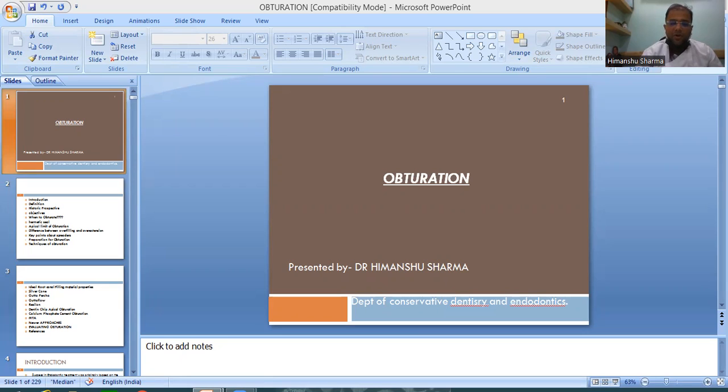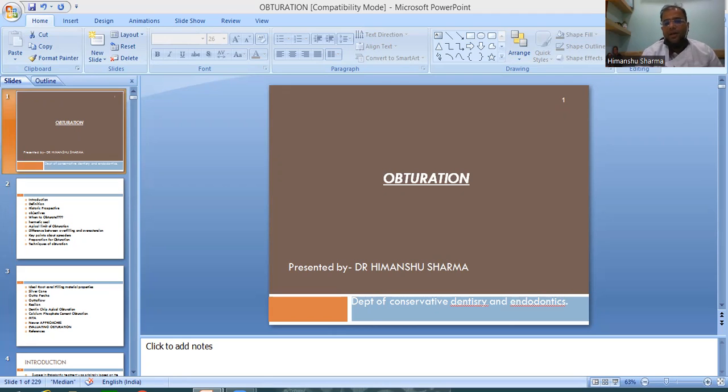Coming to the warm vertical condensation technique. Schilder-Boston technique, system B touch and heat, or sectional method. Schilder's technique is a three-dimensional technique, by Herbert Schilder, 1967. Its advantages are merging of gutta percha into a dense homogeneous mass, a dense three-dimensional fill, and obturation of lateral and accessory canals. It is indicated in large lateral canals and internal resorption cases.